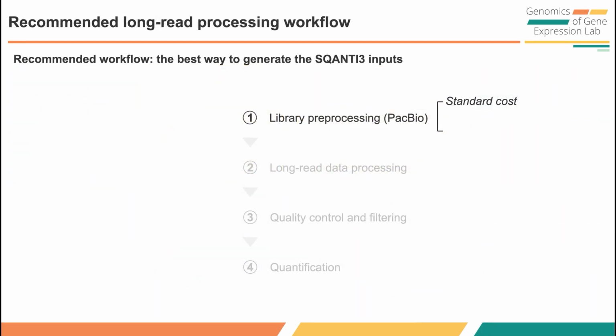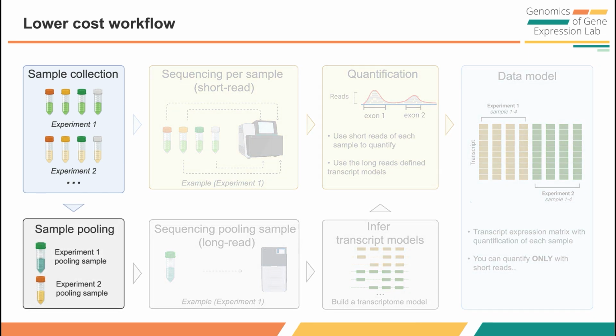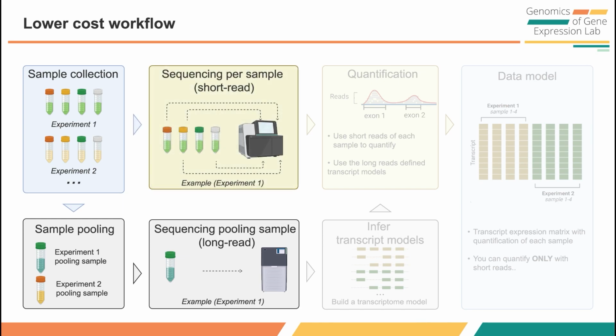If you have a lower budget, we recommend another workflow. For long reads, we recommend pooling all samples for each experiment and only sequencing for the pooled samples. In other words, pooling a sample means mixing several samples or replicates in an experiment together in a batch. For short reads, we recommend sequencing for all samples.